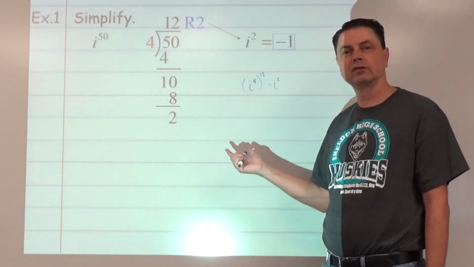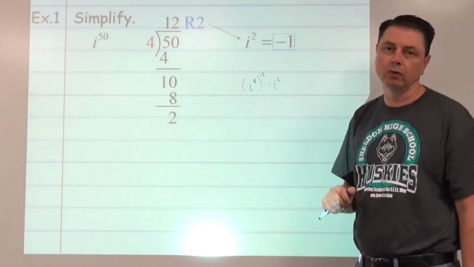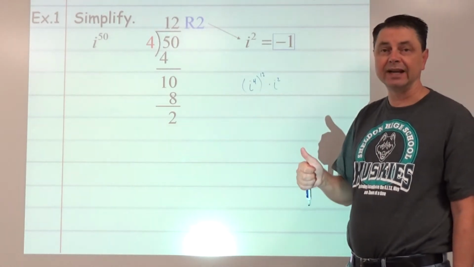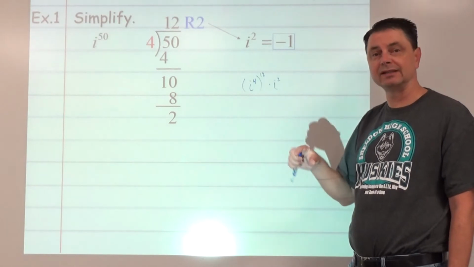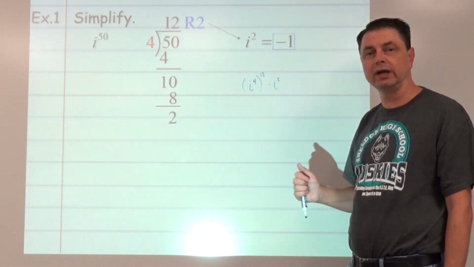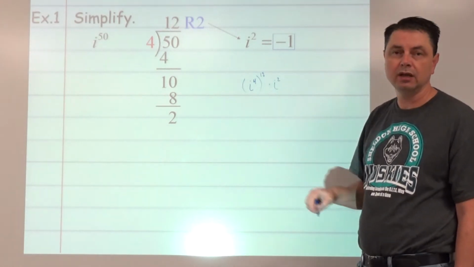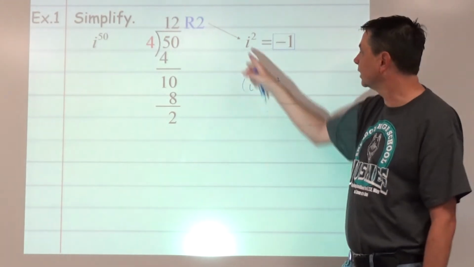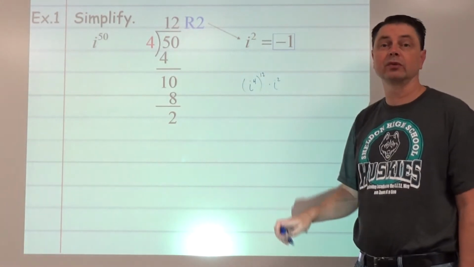And then we just remember what we had learned before, that I to the 0, if the remainder is 0, I to the 0 would be an answer of 1. If the remainder is 1, we're talking about I. The remainder of 2 is -1, and the remainder of 3 is -I.